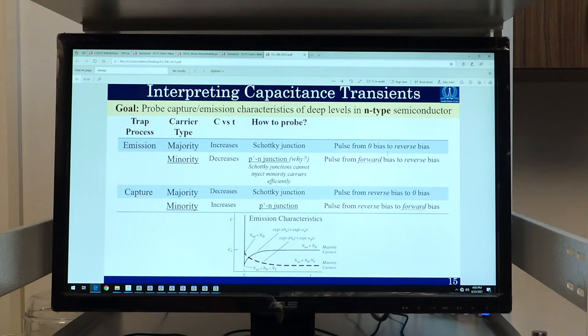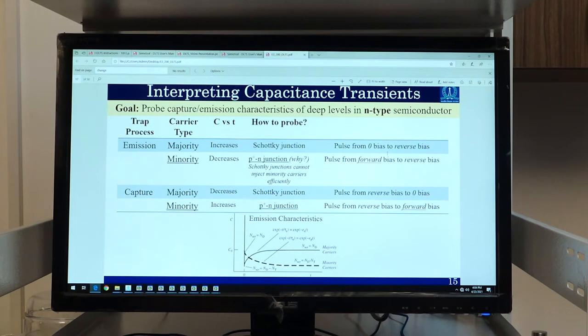Also, in addition to emission processes, one might be interested to study capture processes happening during the filling process. In the trap filling process, we saw that the depletion region collapses and the carriers flood the region, and then the empty traps start capturing those carriers. Through DLTS measurements, we can also study the capture of traps, wherein again a Schottky junction is used to study majority carrier capture and a PN junction is used to specifically study minority carrier capture.